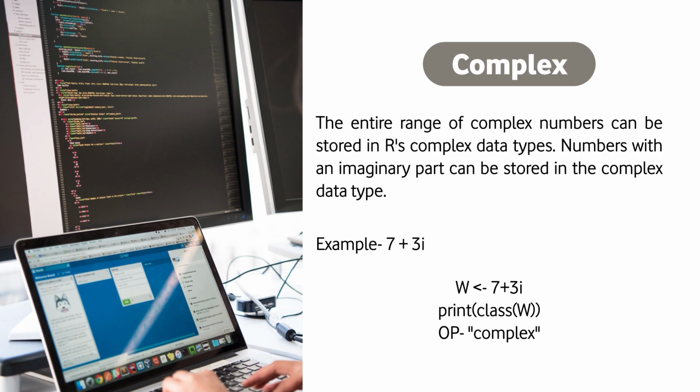Complex numbers are a combination of two parts. First is your real number and another is your imaginary number. The imaginary number is denoted by i, and the real number is simply like an integer. In the example here, W is assigned the value of 7+3i. If you check the class of it, it will output complex. OP means output here, so these are the codes that are given to R, and the output is written in OP. Keep that in mind.